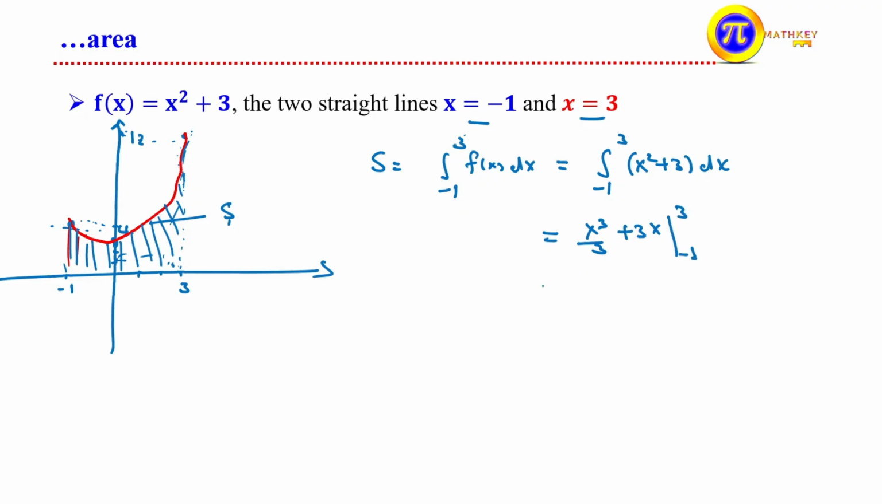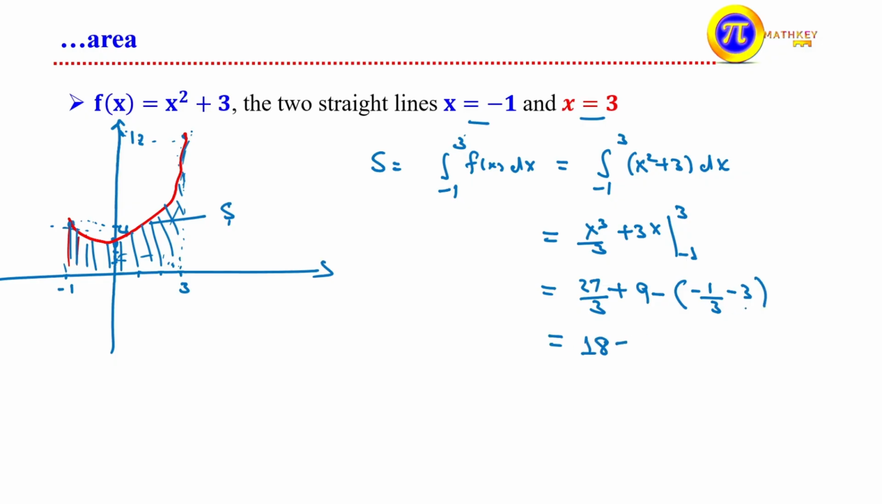Then the result, substituting 3, is 3 cubed, which is 27 over 3, plus 3 times 3, that is 9, minus, when we substitute -1, it is -1 over 3, and 3 times -1, this is minus 3. 27 over 3 means 9. 9 plus 9 that is 18.